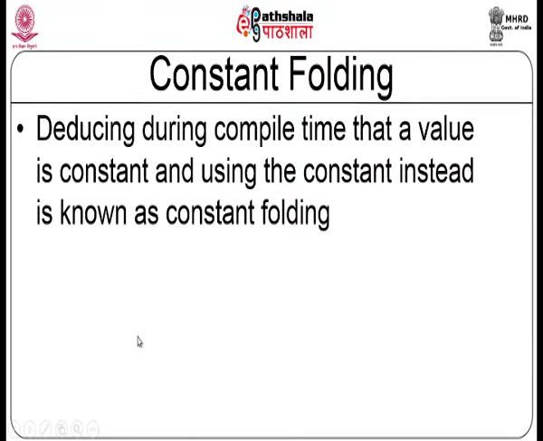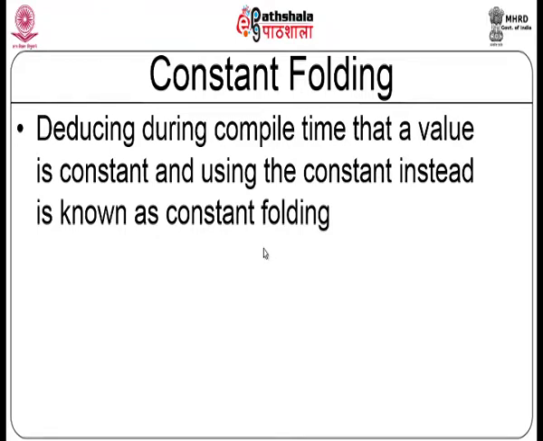Next one is called constant folding. So common sub-expression elimination results in copies getting created. When you try to get rid of a copy, you will end up with some redundant statements, therefore they have to be eliminated. The fourth one is called constant folding, where you deduce during compile time that a value is a constant and you can use the constant instead of the variable itself. That is called constant folding.